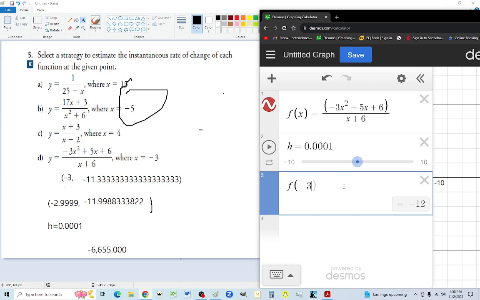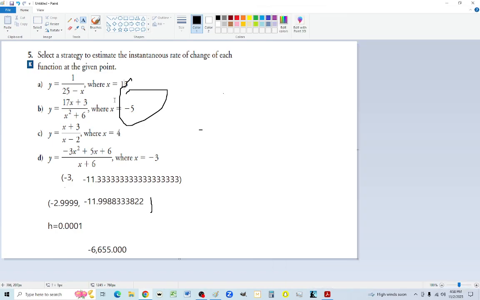Let's try that again. Negative 3 squared is 9, times minus 3 is minus 27, minus 15 is minus 42. That's where I got it wrong. Plus 6 is indeed minus 36, divided by 3, which is minus 12. So that's where I got it wrong, and this should have been the clue. This number and this number should be very close together, and they're not. That's why this should have been negative 12, which is very close to that number.